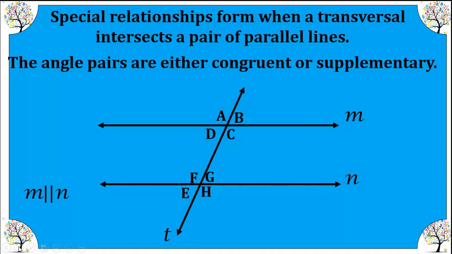Now let's talk about the special relationships that form when this transversal intersects the parallel lines. There are 2 options for the relationship. Either 2 angles are congruent to each other or they are supplementary. So let's take a look to see what this means.